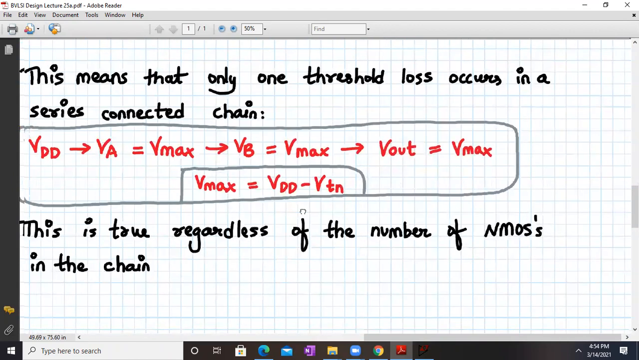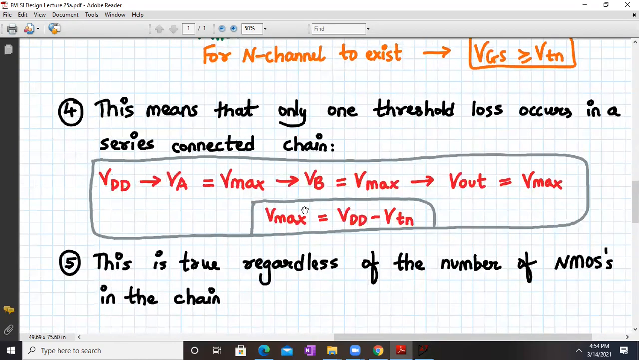So this means that there will be one threshold voltage loss in the series connected chain. If the input applied is VDD, it will be transferred to the VA output as the Vmax value, which is VDD minus VTN. Again, this Vmax value will be transferred to the VB output, and that is given as the input to the third transistor, and the output also is again Vmax.